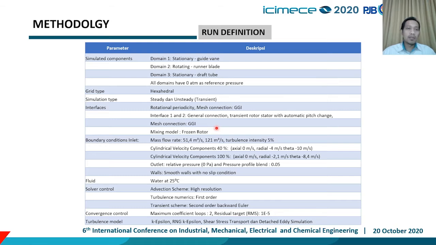Boundary condition: inlet mass flow rate is 50.4 cubic meters per second at 40% load, and at full load is 121 cubic meters per second. Turbulent intensity is 5%. Next is the fluid, water at 25 degrees Celsius. Solver control is advection scheme high resolution, turbulence numeric first order. Transient scheme is second order backward Euler. And the last is turbulence model: K-epsilon, RNG K-epsilon, shear stress transport, K-omega, and detached eddy simulation.